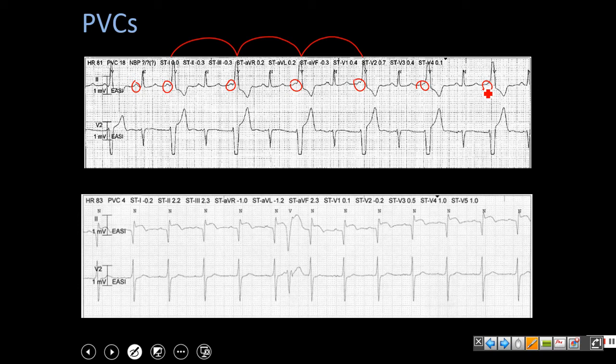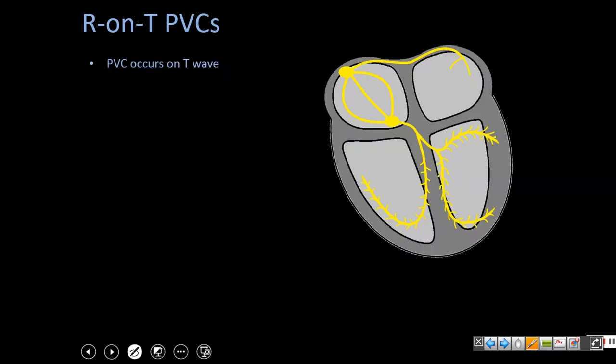Okay, the strip on the bottom looks like we have, well, this is an interpolated PVC because here are the QRSs, they're normal, right, this pattern, and this PVC is sandwiched right in between them, right here. Also, this PVC looks like it's beginning in the middle of the T wave of this beat right about here. So it looks like it's also an R on T PVC. So let's talk about R on T PVCs.